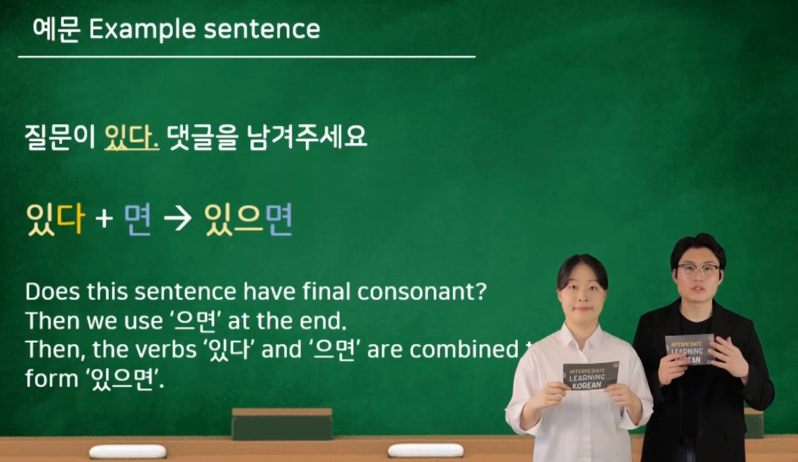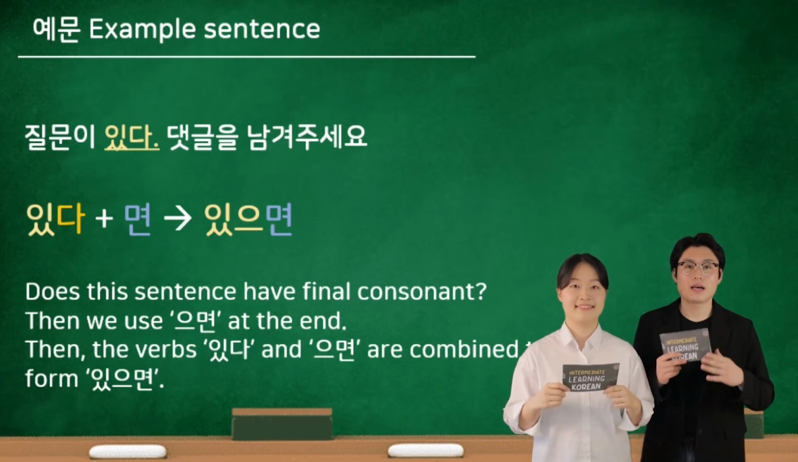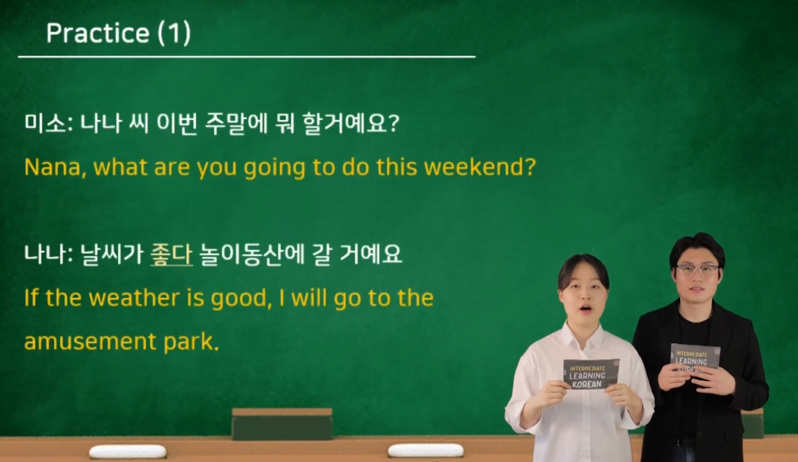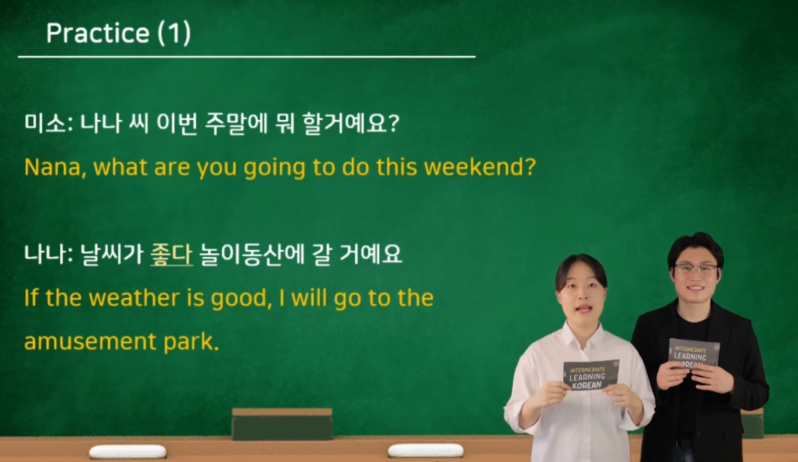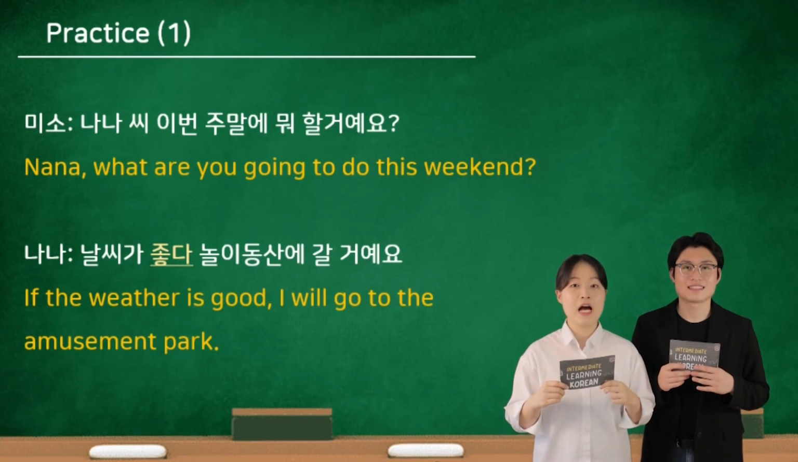Let's look at another dialogue. Okay, it's my turn. 미소 씨는 만약에 복권에 당첨되다. 무엇을 하고 싶어요? 저는 일단 회사를 그만두고 쉬고 싶어요. In this case, 당첨되다 has an under-based consonant, so 당첨되다 and 면 are combined to become 당첨되면.